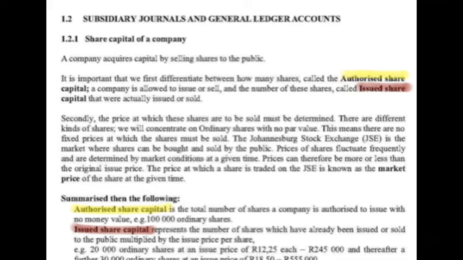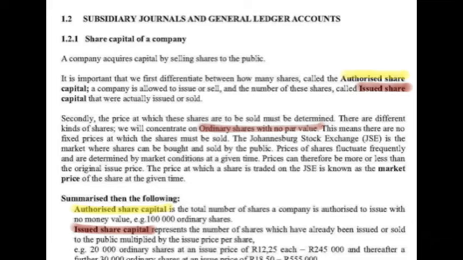So, secondly, the price at which these shares are to be sold must be determined. There are different kinds of shares. We will concentrate on ordinary shares with no par value. This means that there's no fixed price at which these shares are sold.